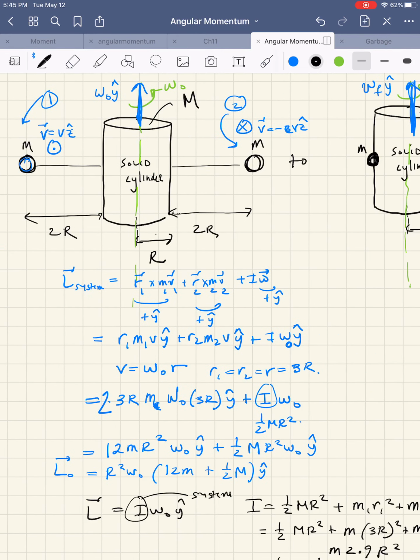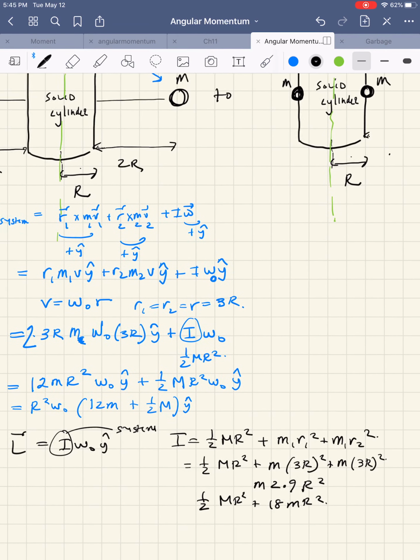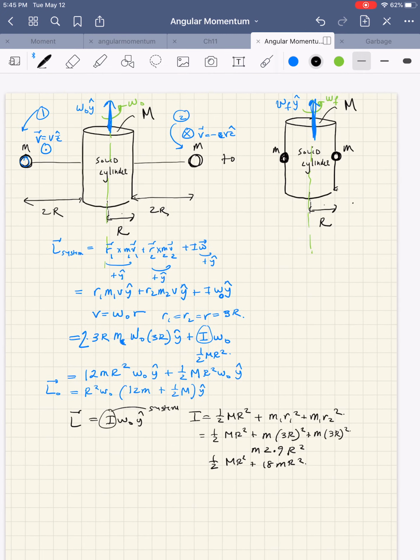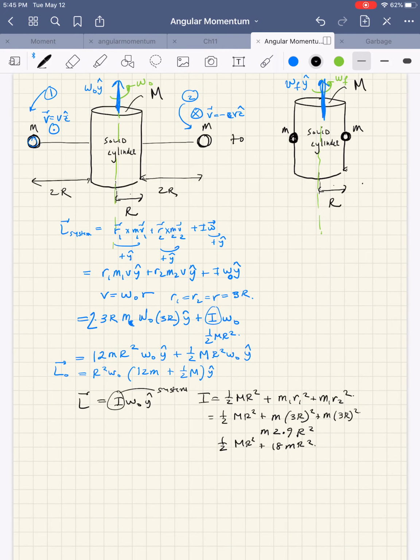Oops. Did I mess up somewhere? Yep, I sure did. This was 18 too. I'm so sorry, guys. 3 times 3 times 2 is not 12. It's 18. So excuse me. I did it kind of a harder way just to show you that they're equivalent.